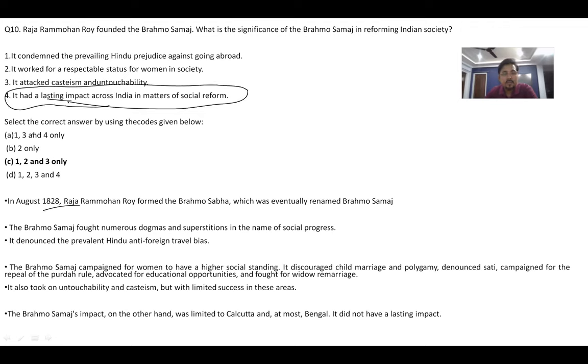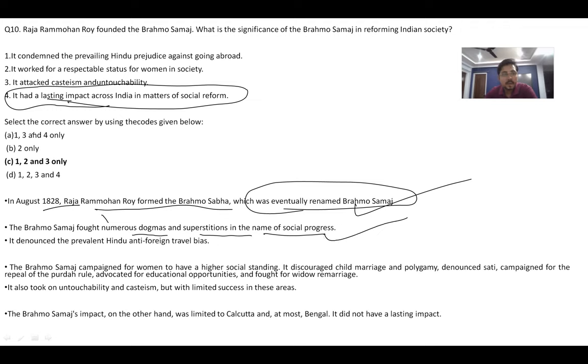In 1828, Raja Rammohan Roy formed the Brahmo Sabha, which was eventually renamed Brahmo Samaj. It fought numerous dogmas and superstitions in the name of social progress. It denounced the prevalent Hindu prejudice against travel abroad. So this is correct also.